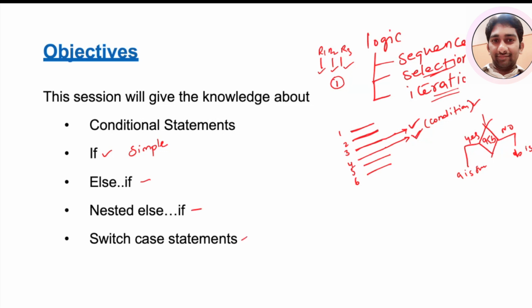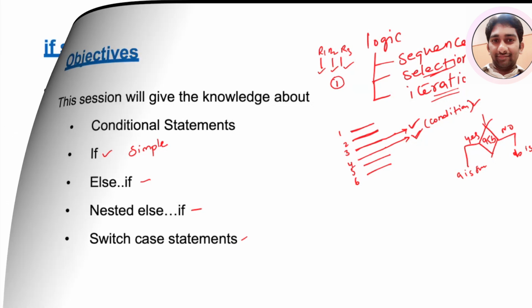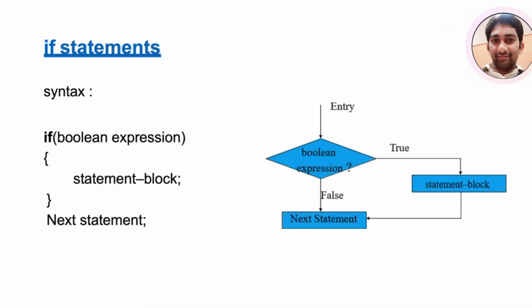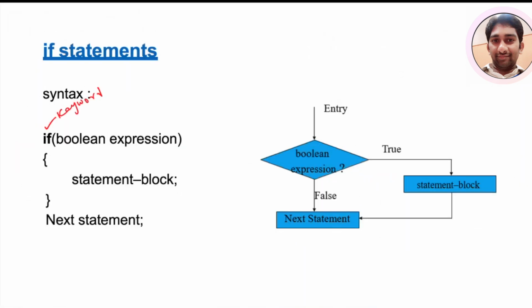Let us go and see each and every one with an example and how they work, and we will see some sample programs. First we will see the syntax of this particular if statement. In the if statement, this is a keyword. We already discussed keywords, right? This is a keyword that represents the selection statement if. Next one is a Boolean expression. What is a Boolean expression?